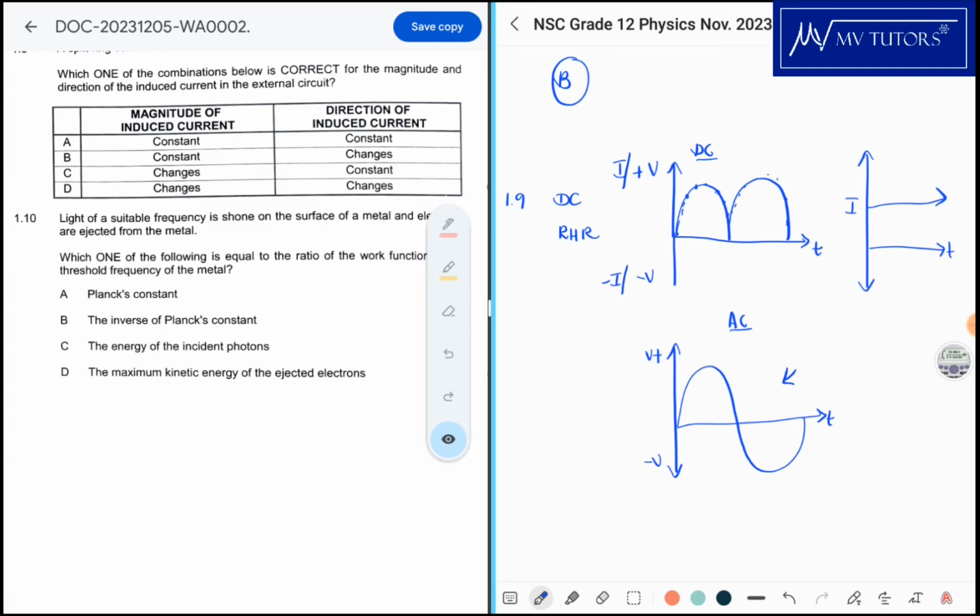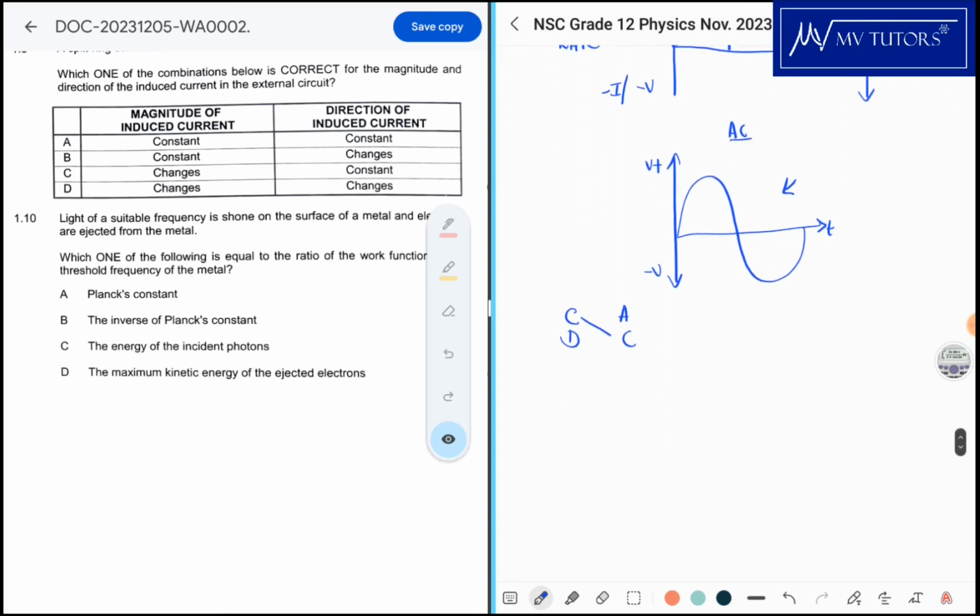Okay, so looking at our options here, we said the magnitude of the induced current changes, so we have options C and D. But the direction of the induced current remains the same, so it's constant. So we have A and C. That's our option. So basically, C is the correct answer.